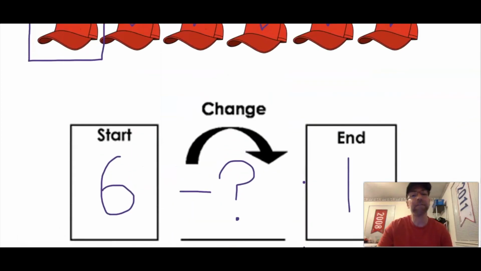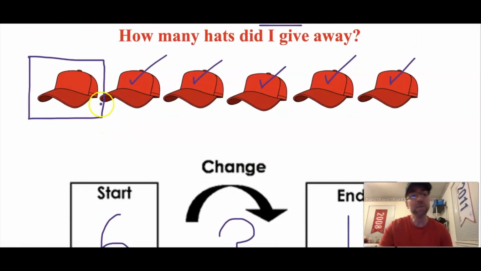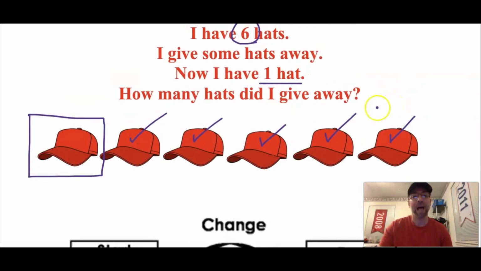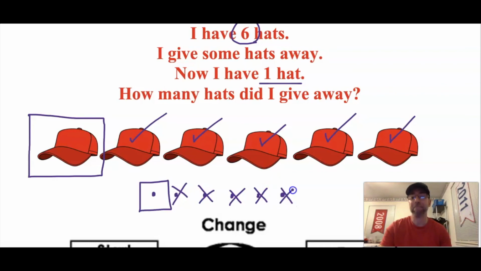Now, if you don't have a fancy picture like mine, you can always draw your dots. I have 6 hats. 1, 2, 3, 4, 5, 6. I gave some hats away, and now I had 1 hat left. And there's my 1 hat. And these are the hats I gave away. How many hats did I give away? We still get 5. So you can draw out a math picture also.